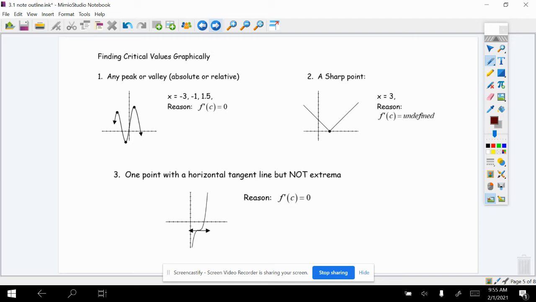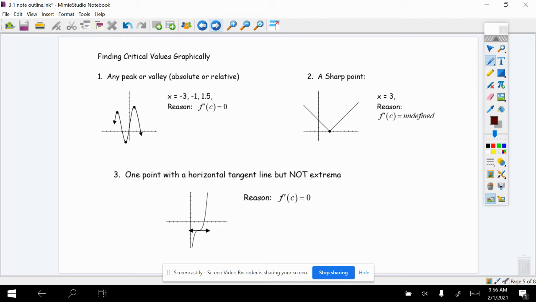So to find critical values, we're going to talk about how you find them graphically, and we're going to talk about how we find them algebraically. To find them graphically, I have three options. The first two are very, very obvious. The third one is the one we just talked about, which is not very obvious, much more subtle. The first way we can look at a graph and know that we have a critical value is we can see those peaks and valleys. We can see those places where the graph goes up and then comes back down, or vice versa.